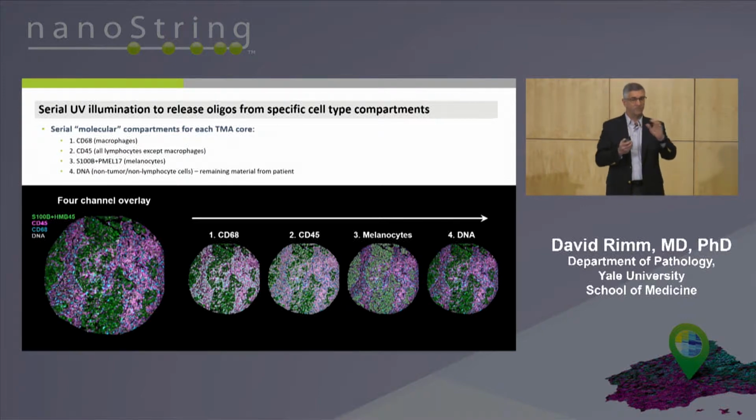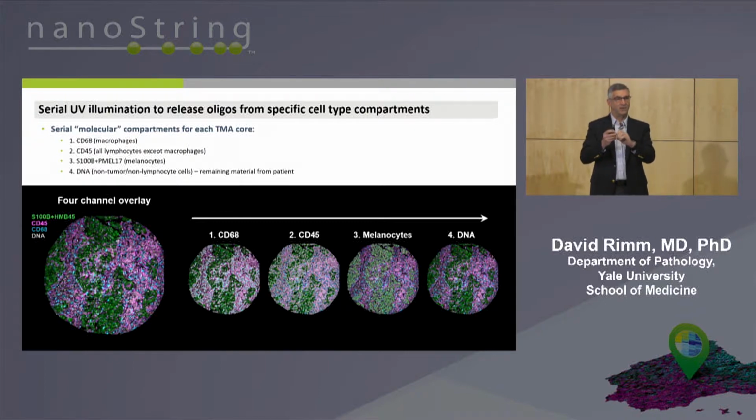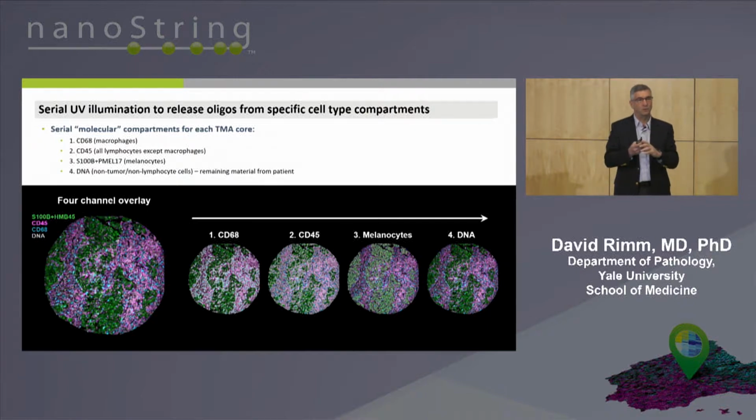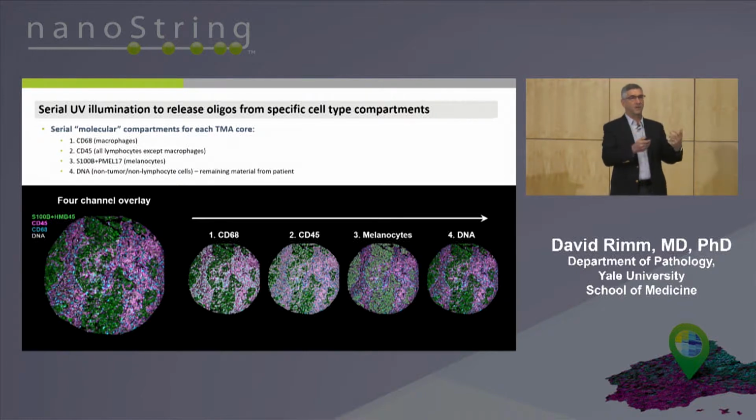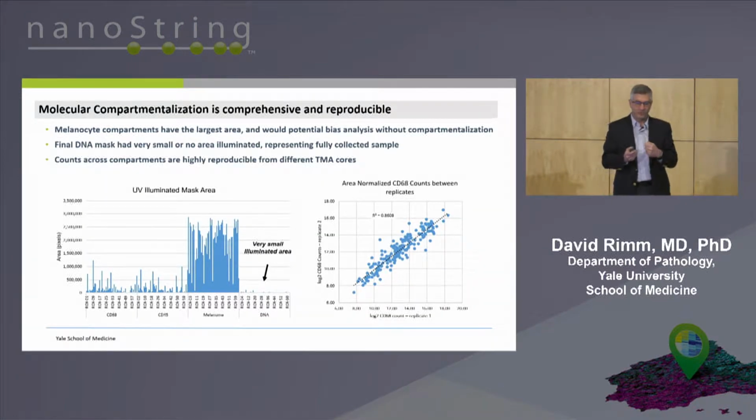And what we're going to do is, after putting on all those antibodies, and I'll show you those in a minute, we're sipping up just the tags from those antibodies that have been cleaved off, because the micromirror carefully directed the UV light to cleave only in the CD68 compartment, or only in the compartment divided by CD45. So by that way, we're defining a cellular compartment by a molecular tool. And the result of that is shown here.